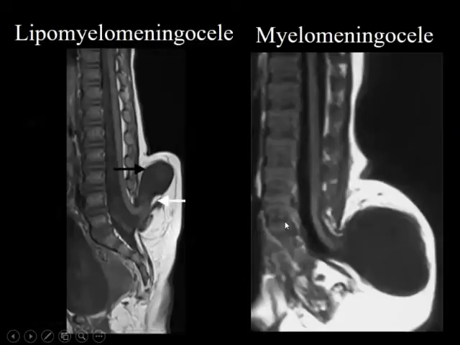Now, this child again, the cord is entering the sac. The sac contains CSF, which is hypointense on T1. The sac contains fat, which is hyperintense on T1. And this child has a lipomeningocele. There is no fat within the sac, only the cord is going in. In fact, when you do a high resolution study, you can also evaluate if there are any roots which are lying within the sac.